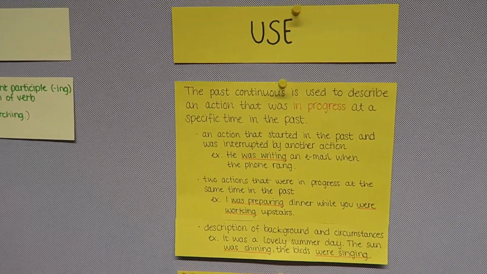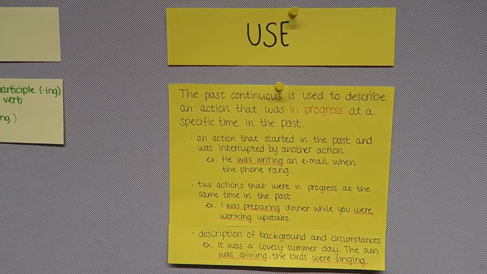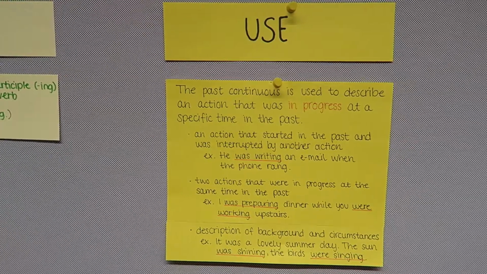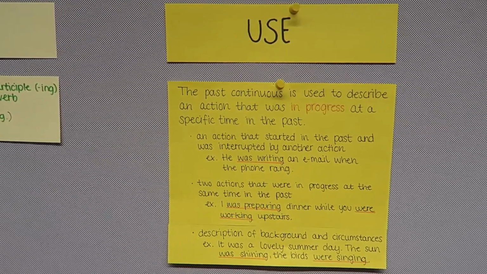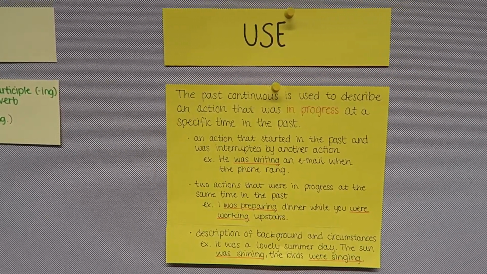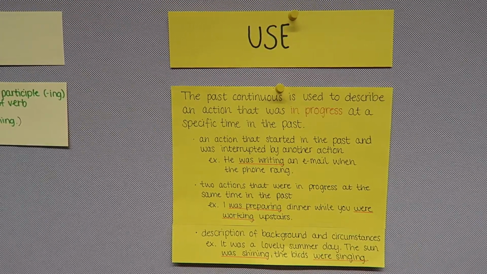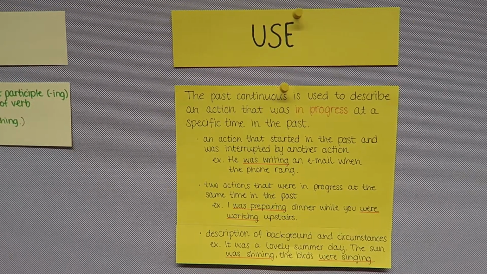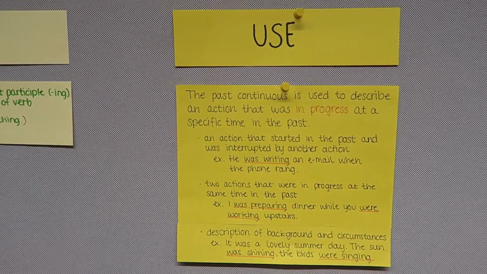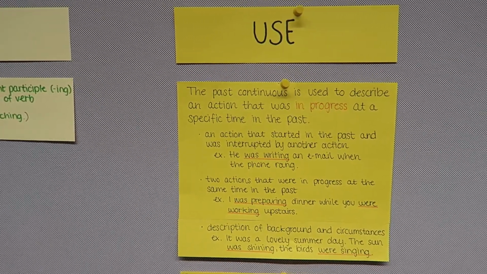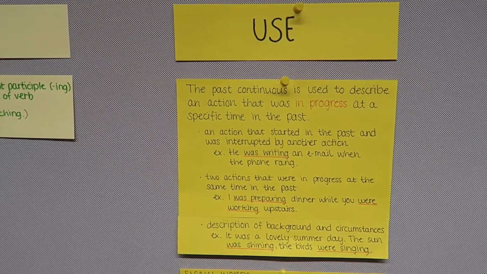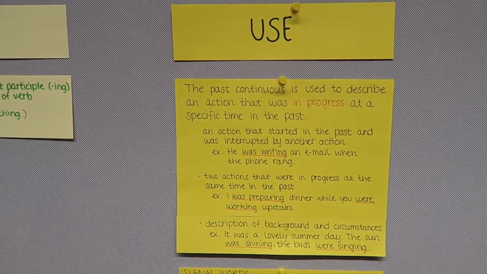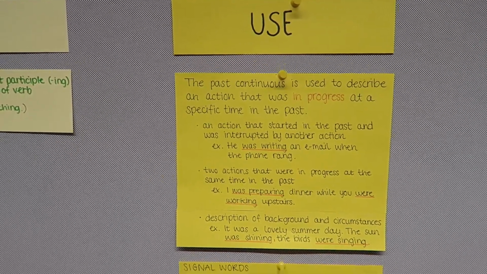Now the use. The past continuous is used to describe an action that was in progress at a specific time in the past. So we either use it for an action that started in the past and was interrupted by another action. For example, he was writing an email when the phone rang, or we use it for two actions that were in progress at the same time in the past. For example, I was preparing dinner while you were working upstairs. We can also use it for a description of background and circumstances. For example, it was a lovely summer day, the sun was shining, the birds were singing.